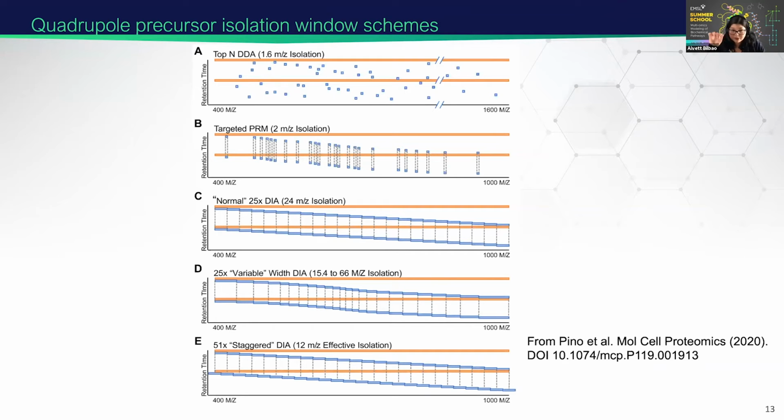Then we have multiple isolation windows that can all have the same width. Or in D, we have a variable isolation, which means that we can optimize the DIA method. In the precursor regions where we are expecting to see more precursors, we can set these isolation windows with a smaller size. In this way, we reduce the co-fragmentation, co-selection of multiple precursors.